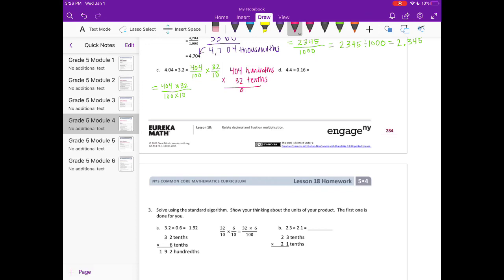2 times 4 is 8. 2 times 0 is 0. 2 times 4 is 8. Put our 0 down. Done with the 2. 3 times 4 is 12. Carry the 1. 3 times 0 is 0. Plus 1 is 1. 3 times 4 is 12. Add it together. We get 12,928 hundredths times tenths, which would get us thousandths.